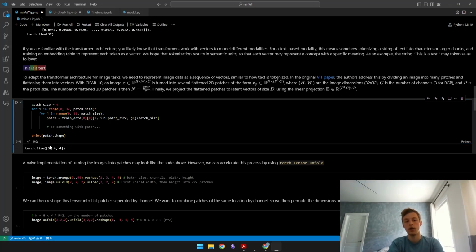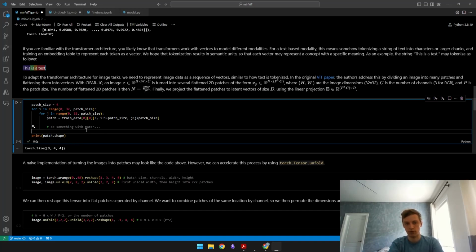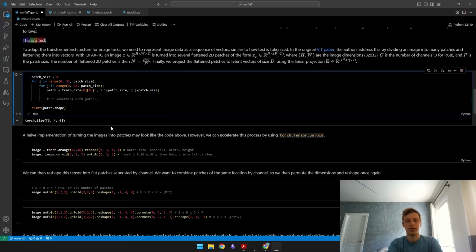And here we can see, we can just loop through. We'll have the 3x4x4 for a size 4 patch, which is correct, but this is certainly inefficient for machine learning. We want to be more efficient than that.